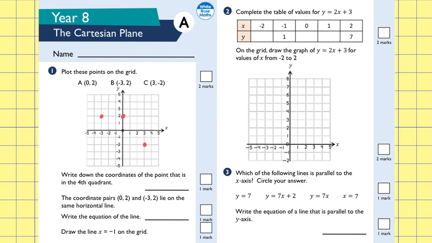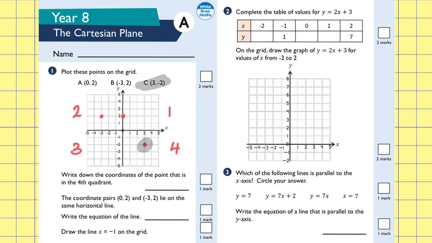Write down the coordinates of the point that is in the fourth quadrant. So we name the quadrants 1, 2, 3, 4. The coordinate in the fourth quadrant is 3, -2, which is that one. So it is there.